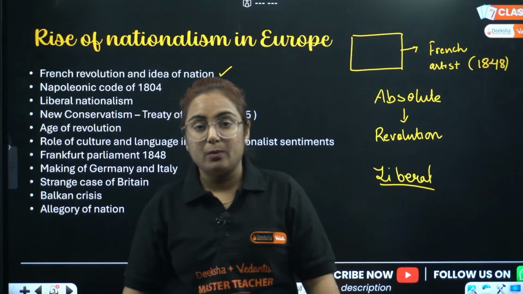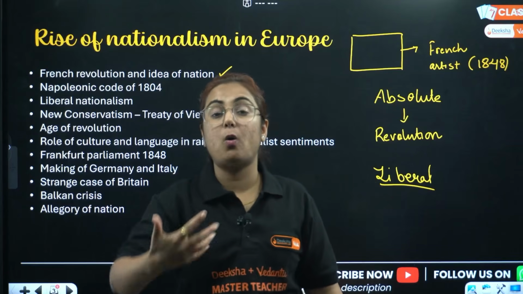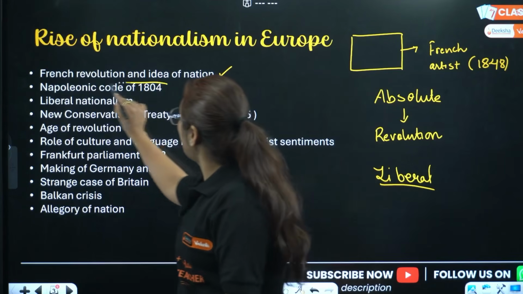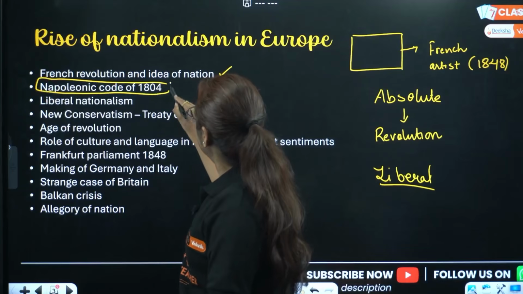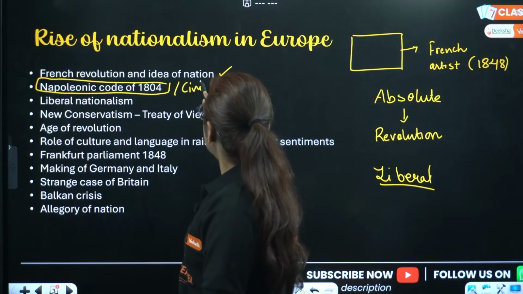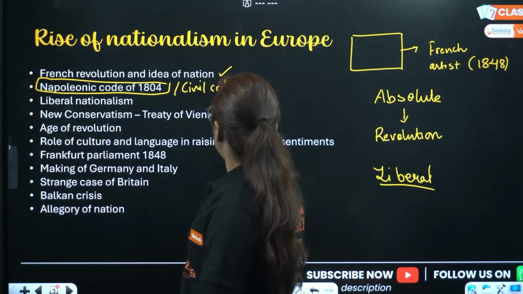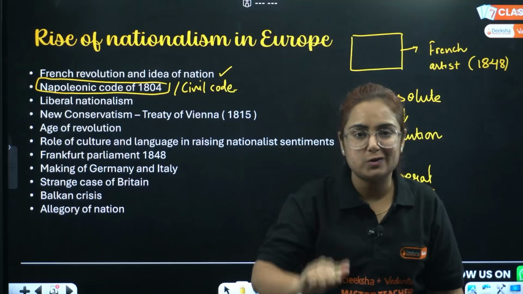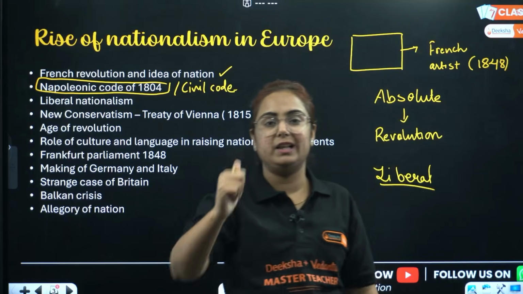Okay, you know, when he came in the picture, he brought his Civil Code of 1804. The Napoleonic Code, popularly known as the Civil Code of 1804, did away with all the privileges on the basis of birth. Everyone will be equal, equality before law.